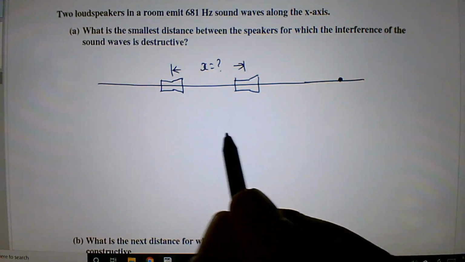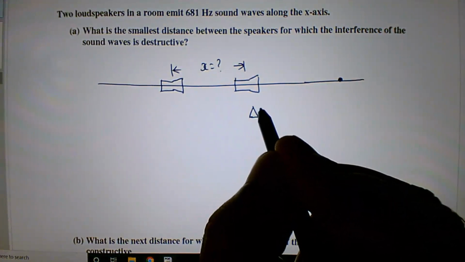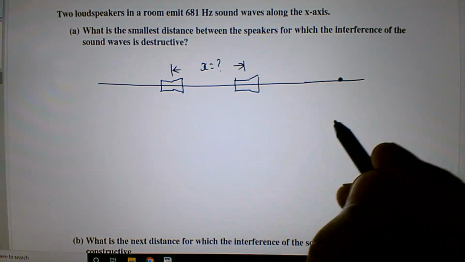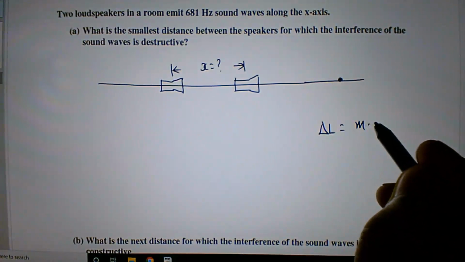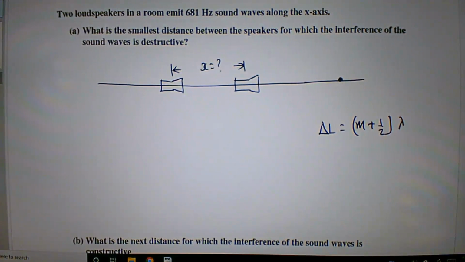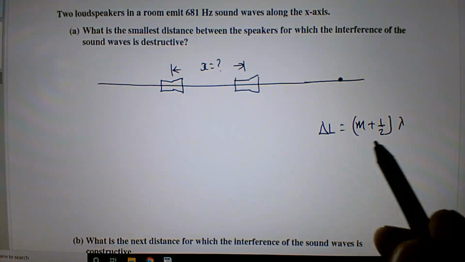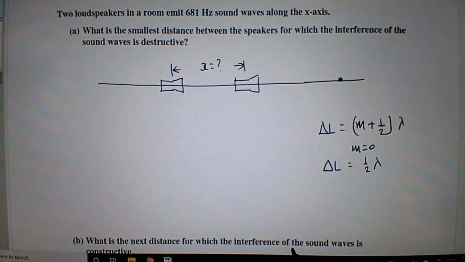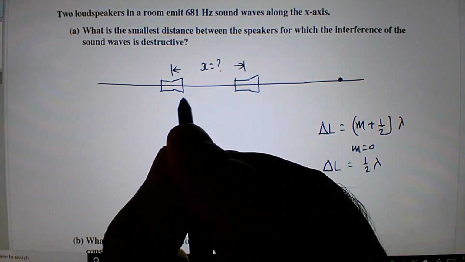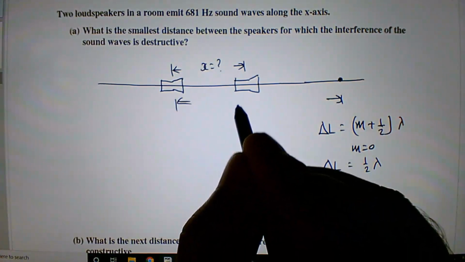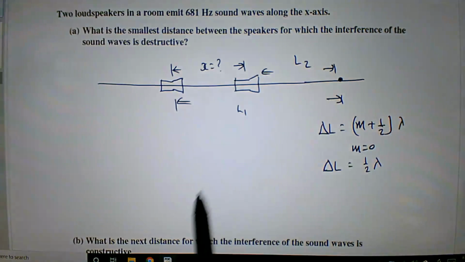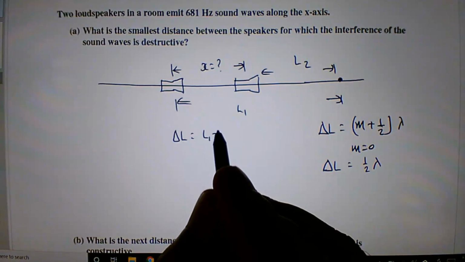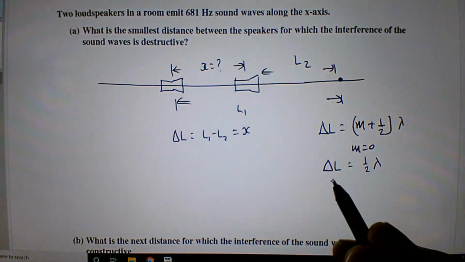So let's see what the condition for destructive interference is. Delta L, the path difference between these two sound waves, must be an odd half multiple of lambda, so m plus 1/2 lambda. That's the condition for destructive interference. For the shortest distance, m is equal to 0, so delta L has to be 1/2 of lambda. But what is the path difference? From the first speaker, this is L1, from the second speaker, this is L2. The path difference, delta L, is L1 minus L2, which is basically x, the separation between the two speakers.